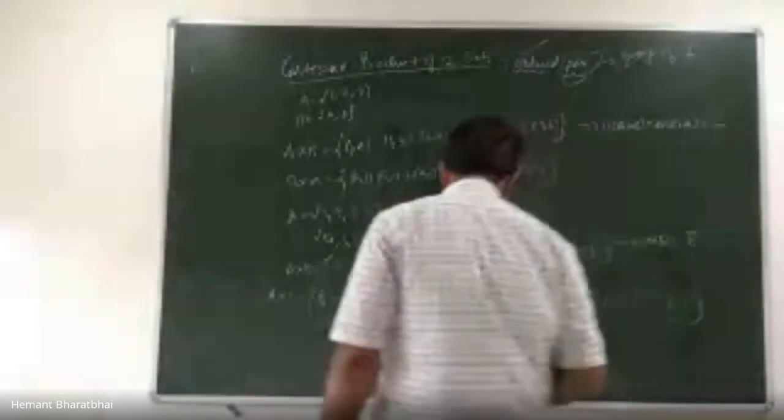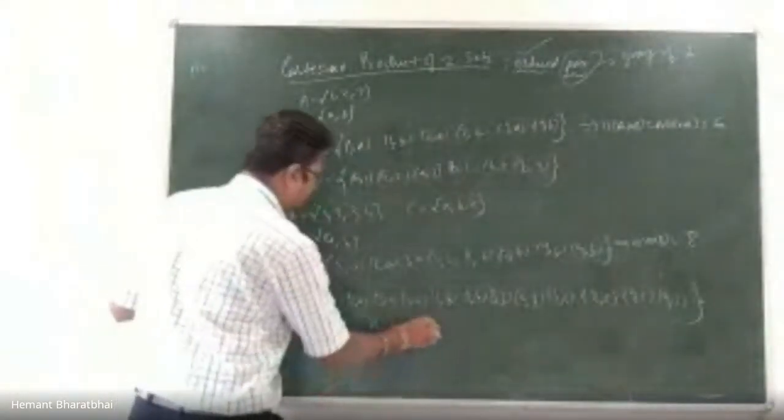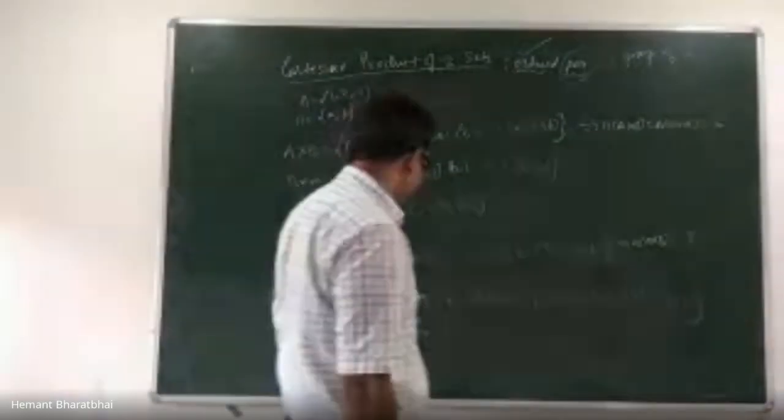If I see in this case the number of elements in A cross C, these are how much? 1, 2, 3, 4, 5, 6, 7, 8, 9, 10, 11, 12.